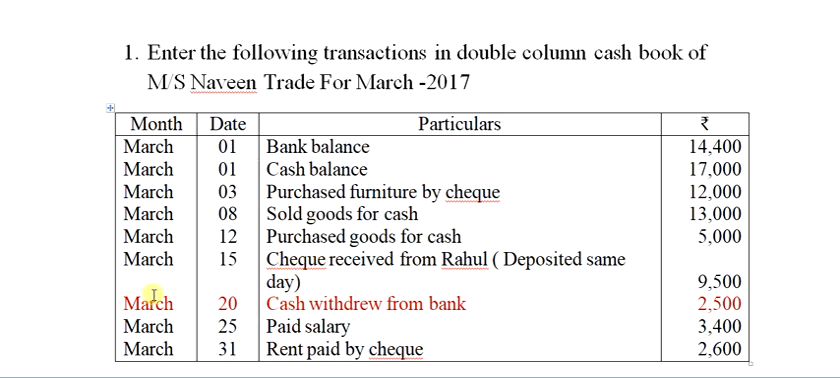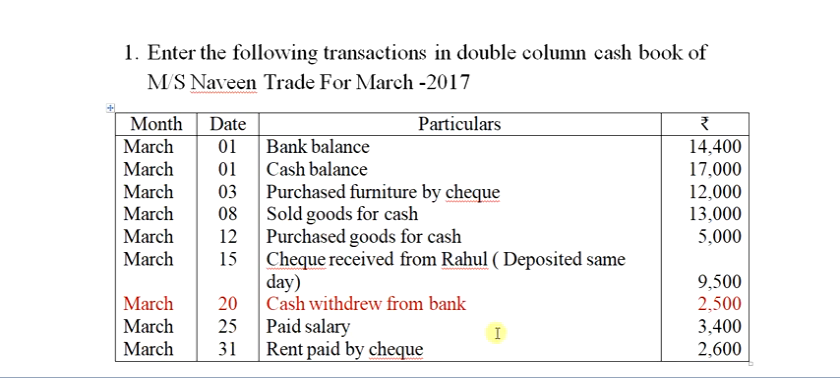My dear students, don't be confused here. March 20th, cash withdrawn from bank, rupees 2,500. You should consider this as withdrawn for the use of office. So what happens here? Bank balance reduces. At the same time, what balance increases? Cash balance increases. So on the credit side we record the bank balance decrease, under the bank column. Again, under the cash column we record the amount because the cash balance increases, under the debit side.